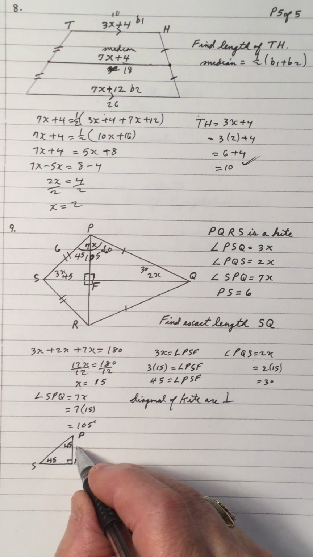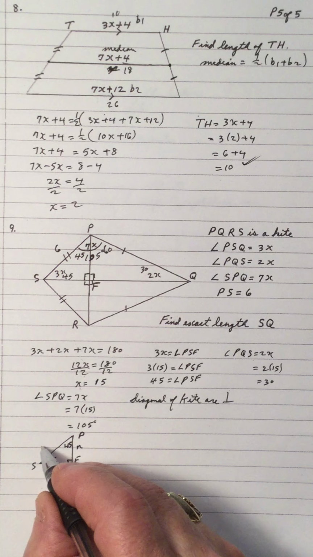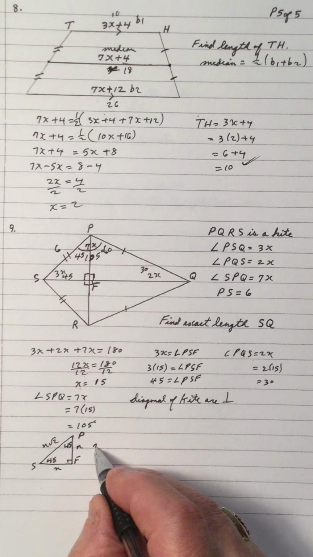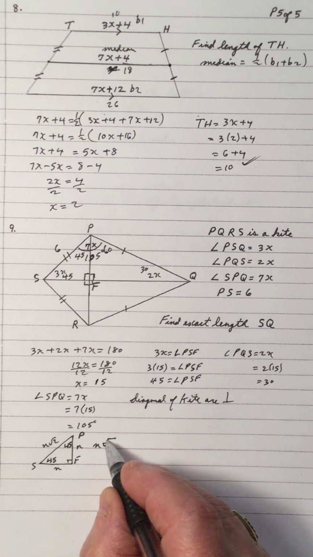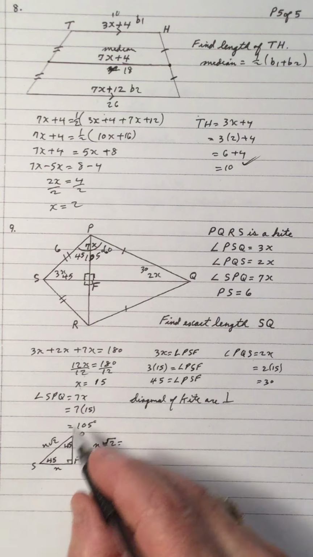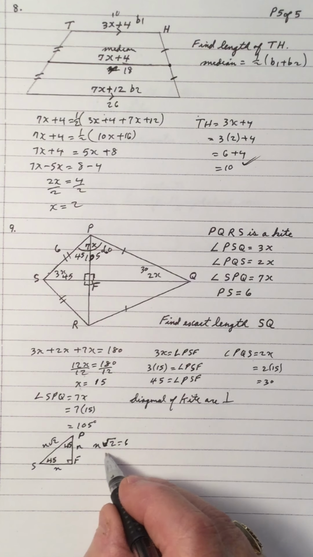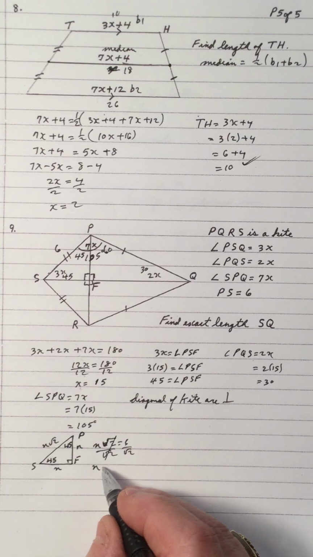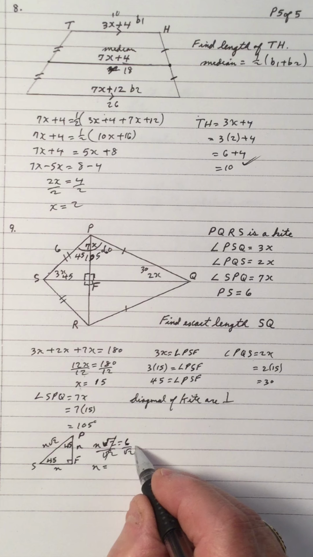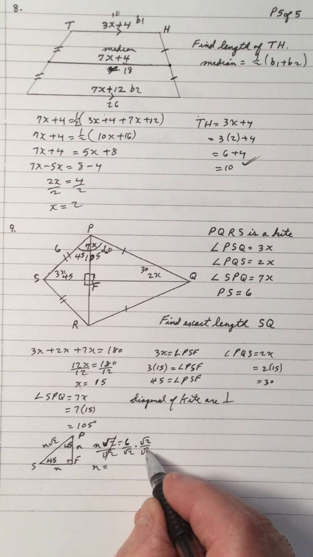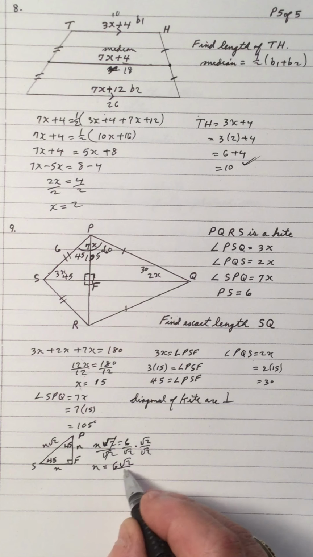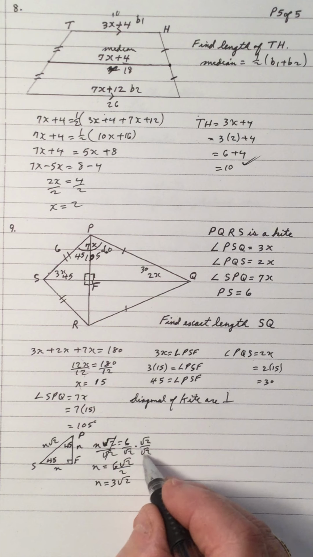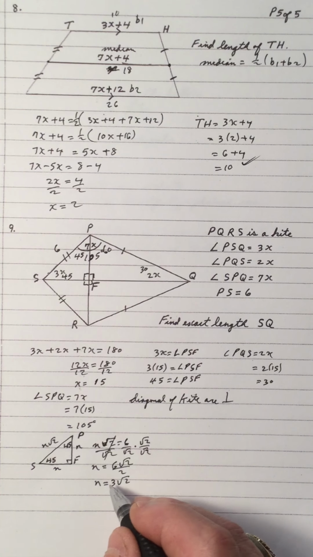In this special right triangle, the legs are N, and N root 2. So that means that N root 2 is a 6. So we divide by root 2 on each side. They cancel. So N is 6 over root 2. You got to rationalize root 2 over root 2. So that's 6 root 2 over 2. So N is 3 root 2. Root 2 times root 2 is 2. 6 divided by 2 is 3.